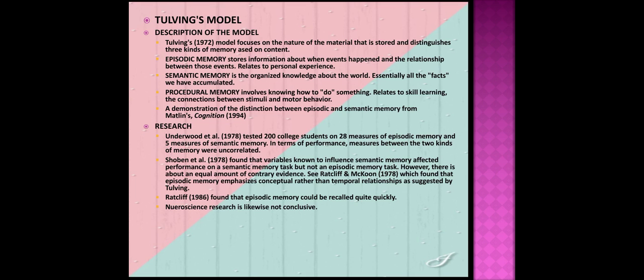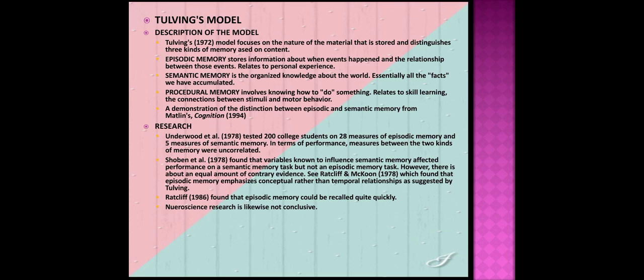Research. Underwood et al. 1978 tested 200 college students on 28 measures of episodic memory and 5 measures of semantic memory. In terms of performance, measures between the two kinds of memory were uncorrelated. Shoben et al. in 1978 found that variables known to influence semantic memory affected performance on a semantic memory task but not an episodic memory task.